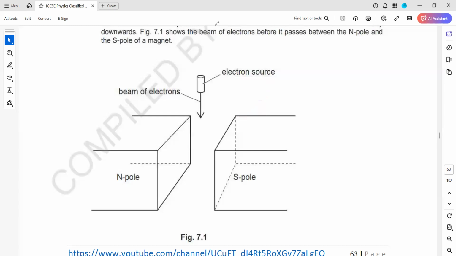If you use a left hand, just inverse the direction. Or if you use a right hand, you will get the same direction.